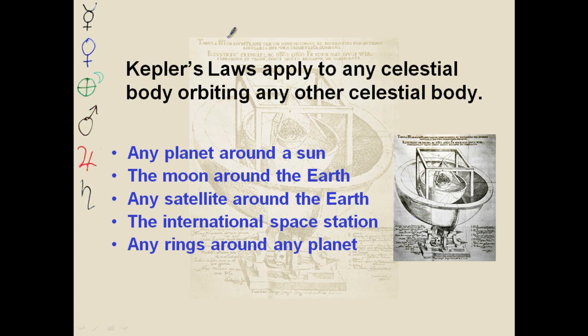So we can use these problems for stuff orbiting Jupiter, we can use stuff orbiting Saturn, we can apply it anywhere, like any orbiting stuff. So any planet around our sun, the moon around our Earth, satellites around the Earth, the International Space Station going around the Earth, Saturn's rings, Neptune's rings, all that stuff. Anything that orbits something else, we can use Kepler's laws.